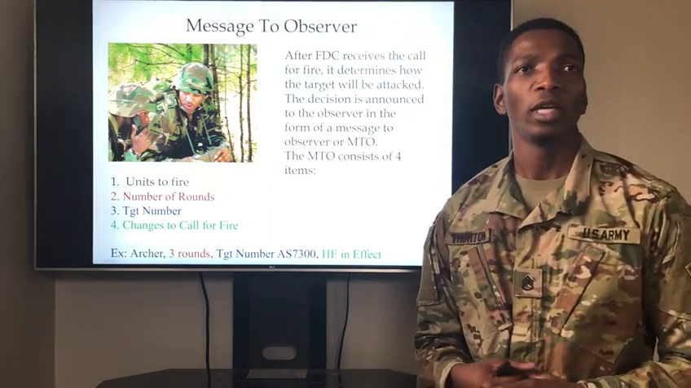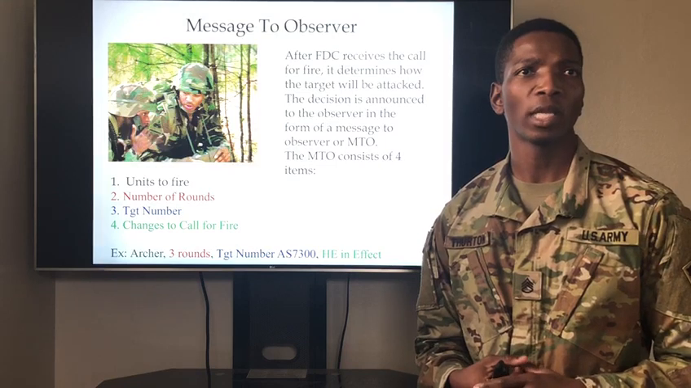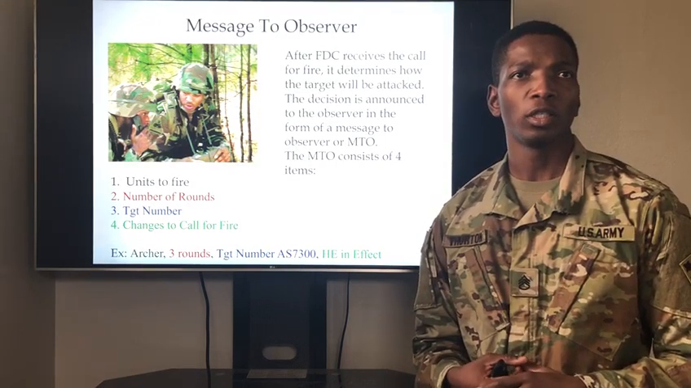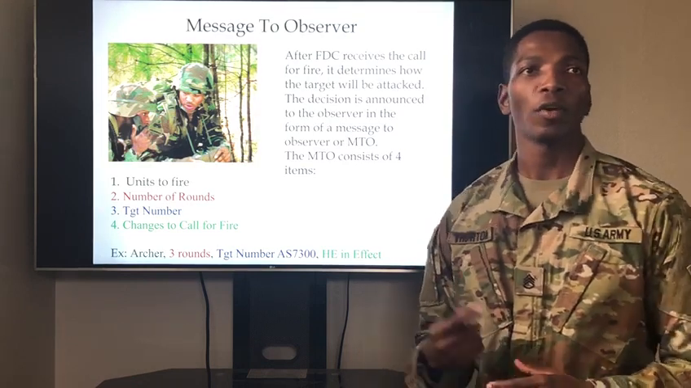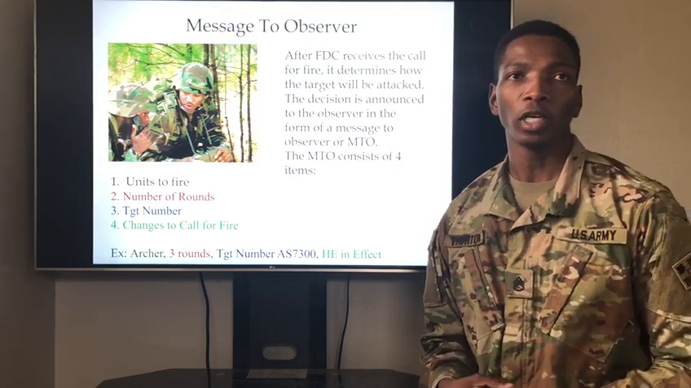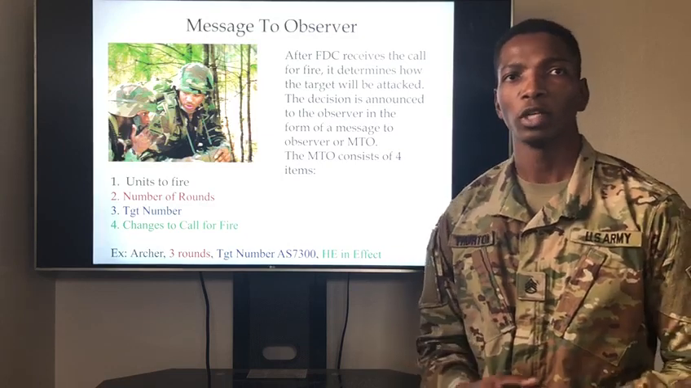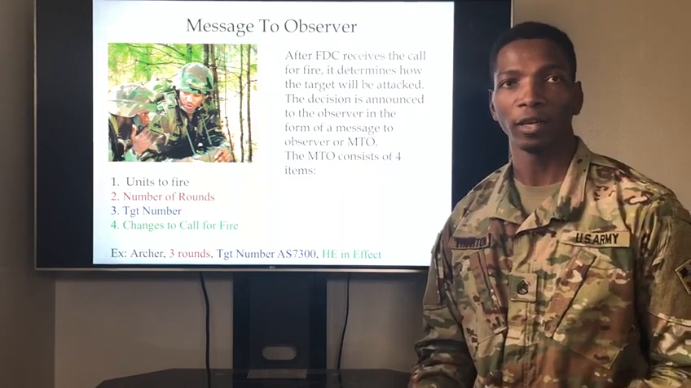Message to observer. After FDC receives a call for fire, it determines how the target will be attacked. The decision is announced to the observer in the form of message to observer. This consists of 4 elements. First one is units to fire, number of rounds, target number, and changes to the call for fire. For example, Archer, 3 rounds, target number, Alpha Sierra, 7300, HE in effect.